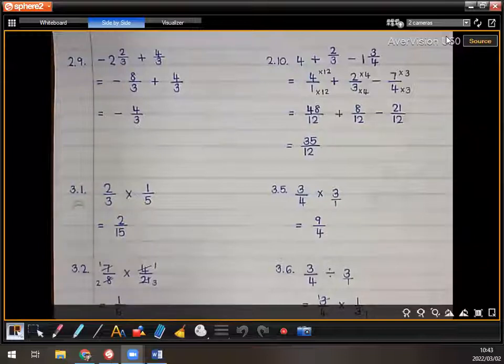So you remember you have to times it. So you're going to say the 7 multiplied by the 8. You always do the whole number multiplied by the number.